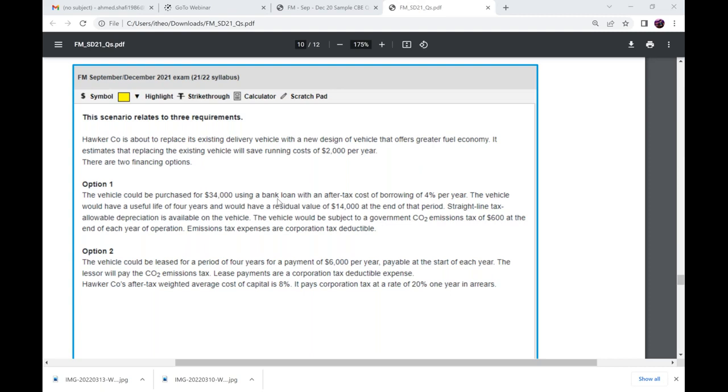Option one is the vehicle could be purchased for 34,000, using a bank loan with an after-tax cost of borrowing of 4% per year. The vehicle would have a useful life of 4 years and a residual value of 14,000 at the end of that period. Straight-line tax allowable depreciation, that is capital allowances, is available on the vehicle. The vehicle would be subject to a government CO2 emission tax of 600 at the end of each year of operation. Emission tax expenses are corporation tax deductible.